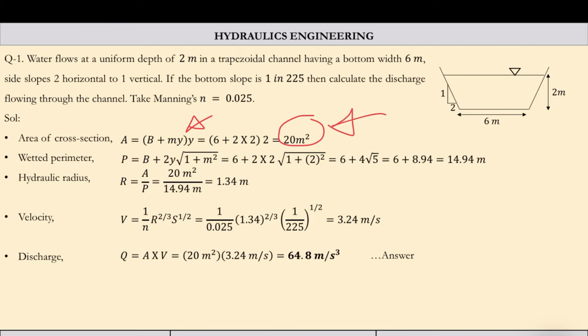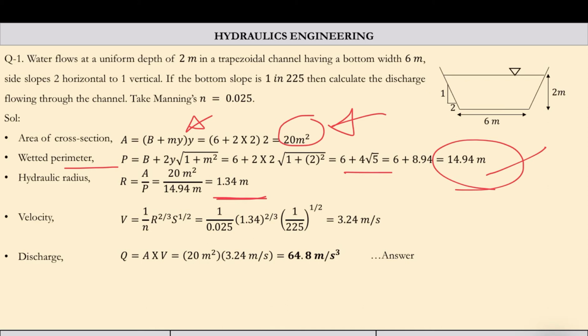So for velocity we have to calculate hydraulic radius. For that we have to calculate the wetted perimeter. So wetted perimeter is b plus 2 times of side length, that is 2y root 1 plus m square. m is given, b is given, y is given, everything is given. So we will get 14.94 as our wetted perimeter. So divide 20 by this 14.94, we will get hydraulic radius as 1.34 meters.